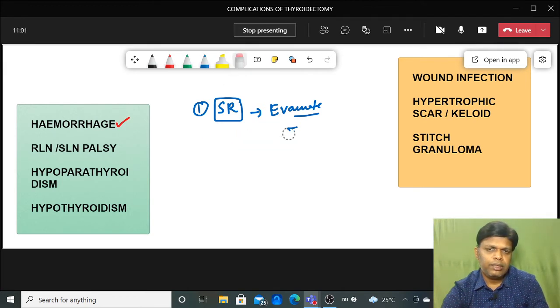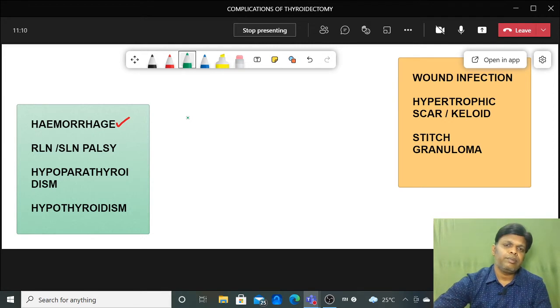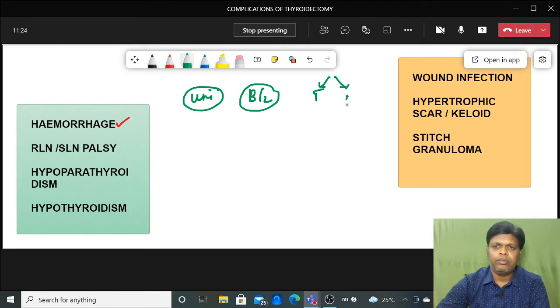The second complication is recurrent laryngeal nerve palsy, as well as superior laryngeal nerve palsy. This palsy can be unilateral, on a single side, or bilateral. It can also be either temporary or permanent. These are the types of palsy you will get.